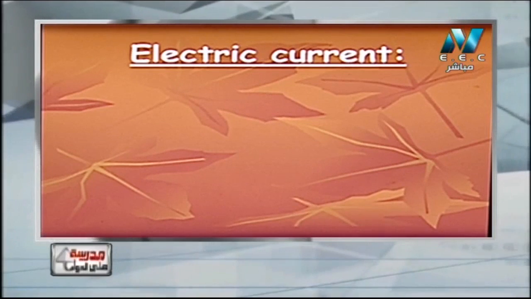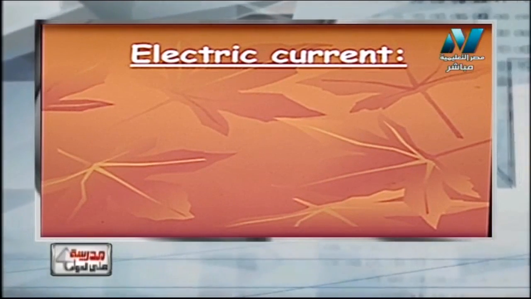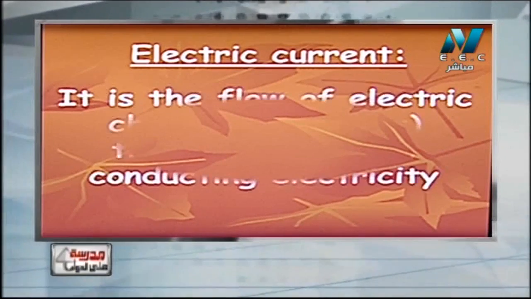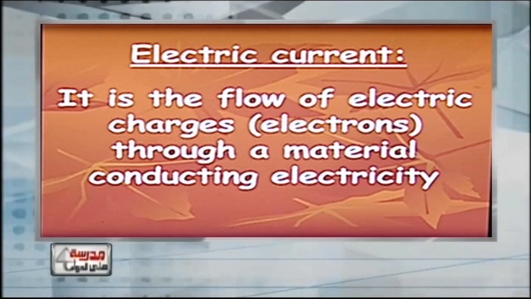Electric current is a phrase we hear a lot but don't know its meaning. Electric current is a flow of electric charges or electrons through a material conducting electricity.